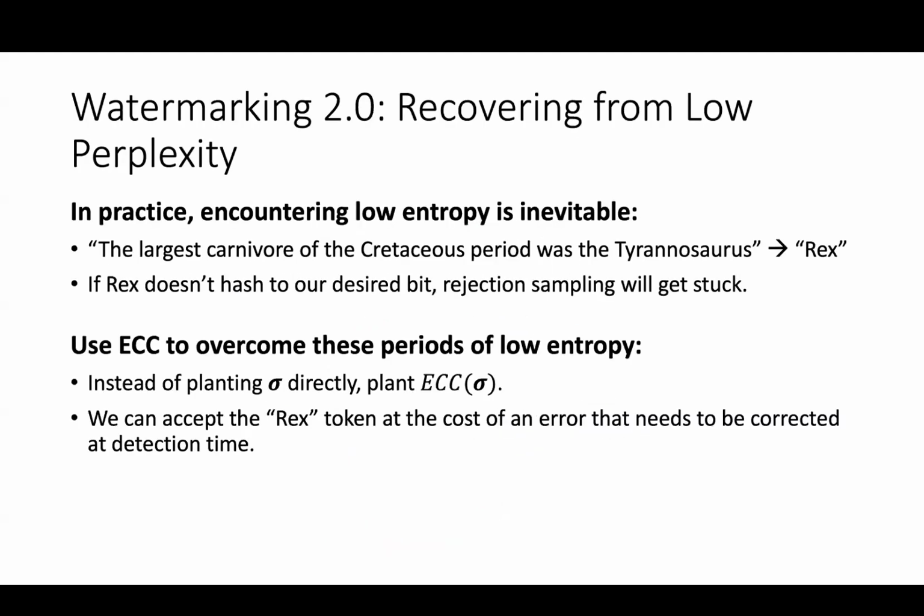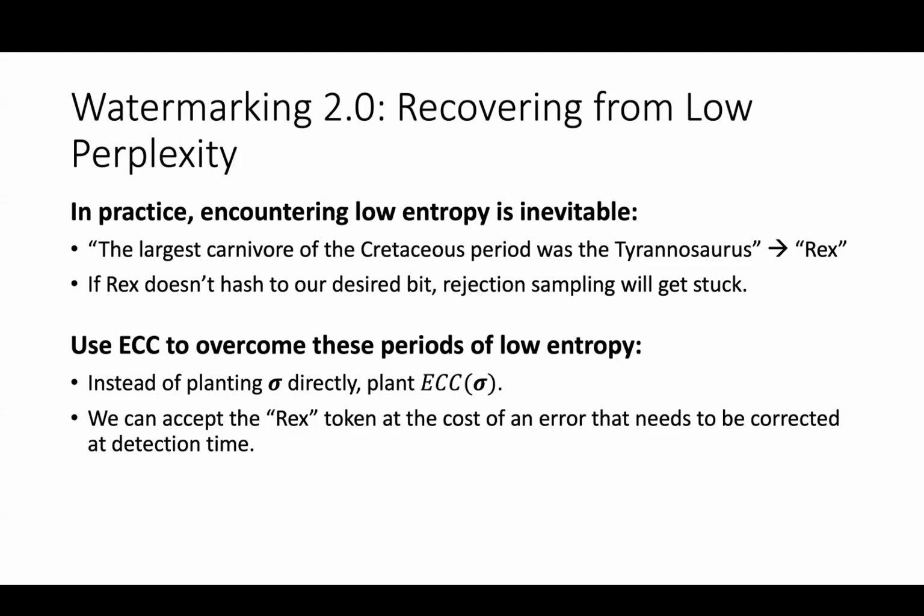Okay, so I'll skip this. Similar to prior work, we also have a challenge here in terms of handling low entropy text. This is going to be inevitable. For example, if you have a text where the next word is clearly predictable, like "the largest carnivore of the Cretaceous period was the Tyrannosaurus," and the next word is Rex. That's low entropy. It has to be Rex. So if we use our scheme, we run into trouble: we have this low entropy, and we're not going to be able to embed signatures in the usual way.